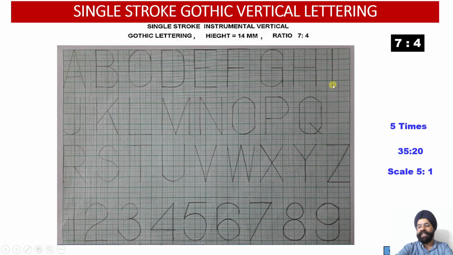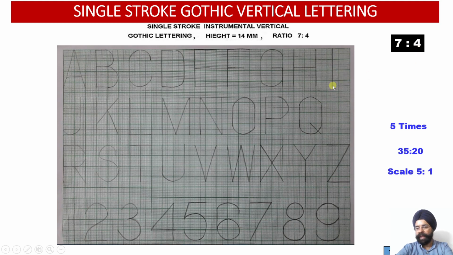Otherwise the alphabets will become quite small. So we can say that we are using a scale of 5:1 to write down all these alphabets. The way we have demonstrated how to write all those alphabets and numerals, we have written them in the ratio 7:4.